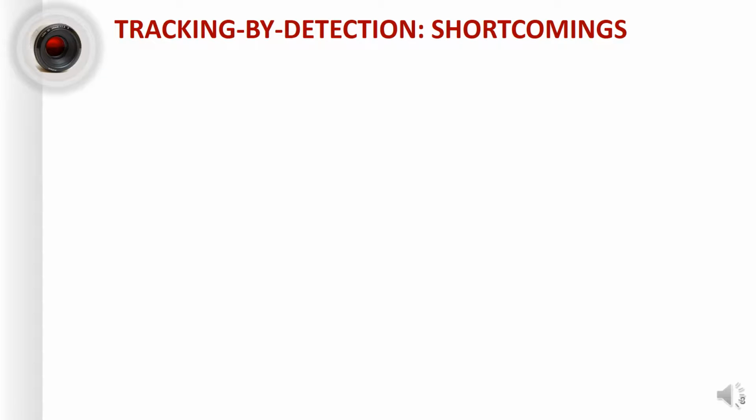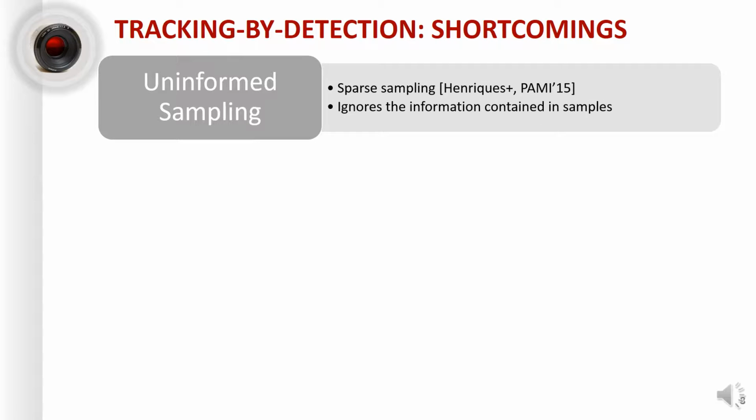Arguably, the majority of tracking by detection algorithms, and even some of the latest ones, suffer from critical shortcomings that degrade their performance in different scenarios. The sampling in search space is sparse, uninformed, and ignores the information contained in each sample about its local neighborhood. In this way, the tracker misses the promising regions of the search space and blindly examines many possible transformations before finding the optimal one.